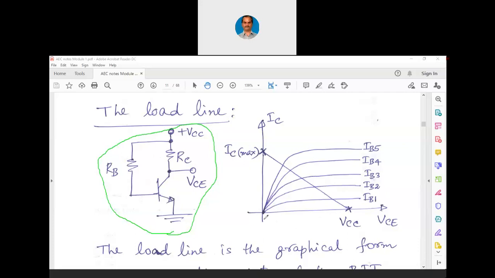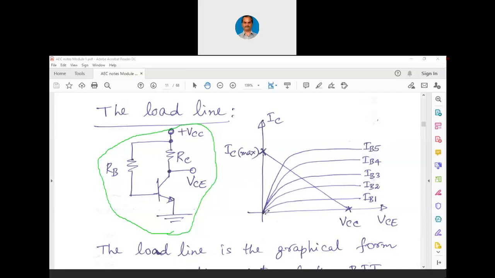We have VCE on the x-axis, that is the independent parameter, and on the y-axis we have IC, that is a dependent parameter, which means collector current is dependent on the collector to emitter voltage. Now this is the curve for each and every base current. If IB1 is really very small, you can have a curve like this. Similarly, IB2, IB3, IB4 and IB5. IB5 is the maximum base current, for which you can have a curve like this.